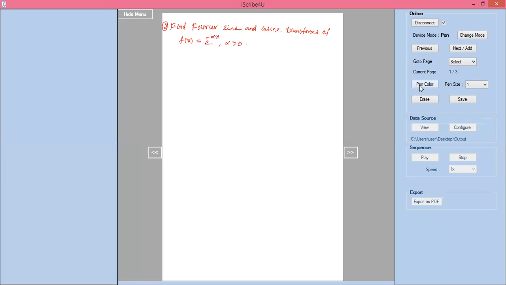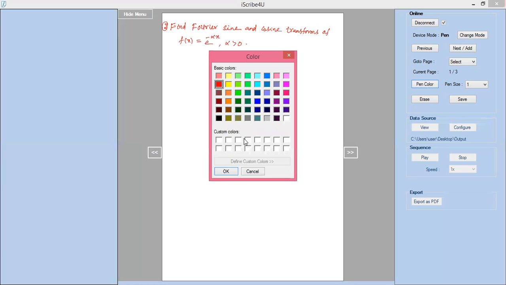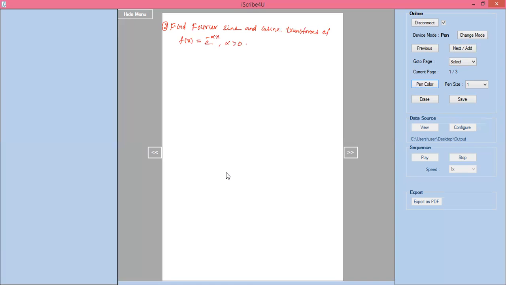So how do you simplify here? Alpha is greater than 0, they have given. They have not specified any limits. We have to take the limit as 0 to infinity. Right. Solution. Fourier sine transform.